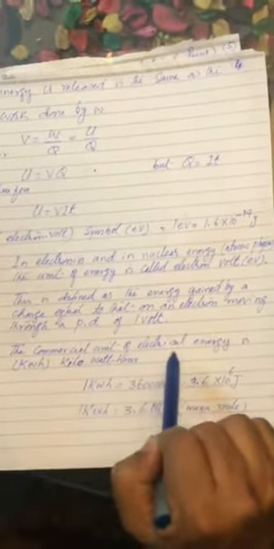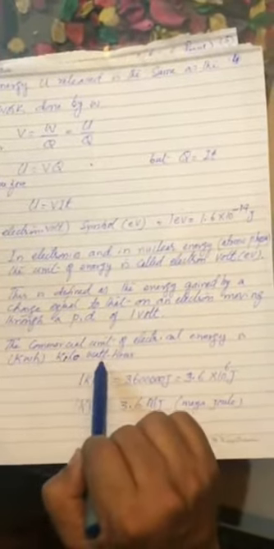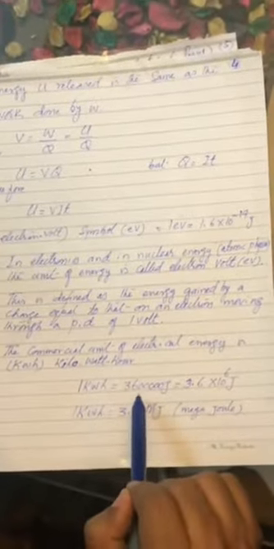The commercial unit of electrical energy is kilowatt hour. 1 kilowatt hour is equal to 3.6 × 10^6 joule, or 3.6 megajoule.